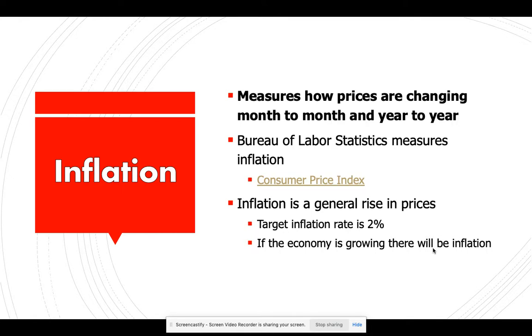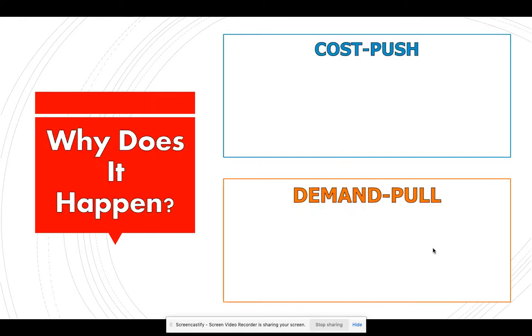Now, the reason we have inflation comes down to two different reasons. Something called cost push inflation, and the other is called demand pull. So if you remember when we talked about supply and demand, we said there's a supply side and there's a demand side.